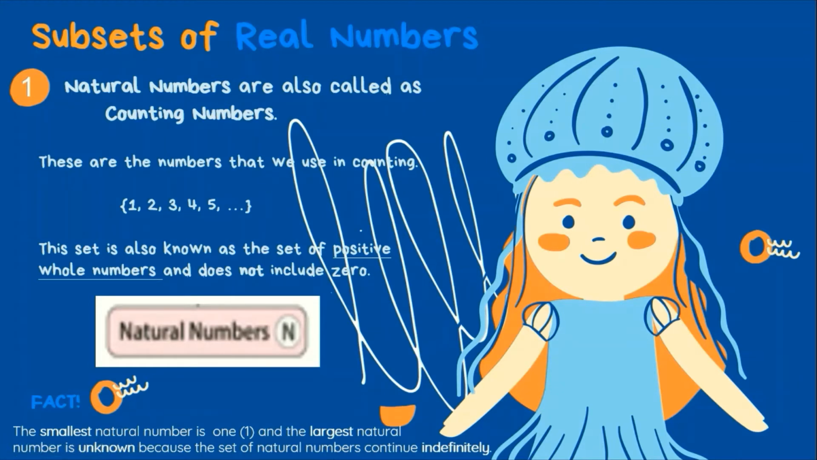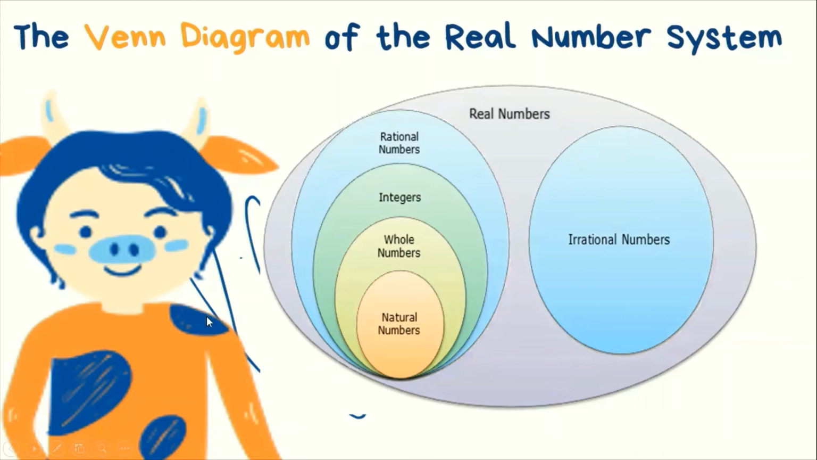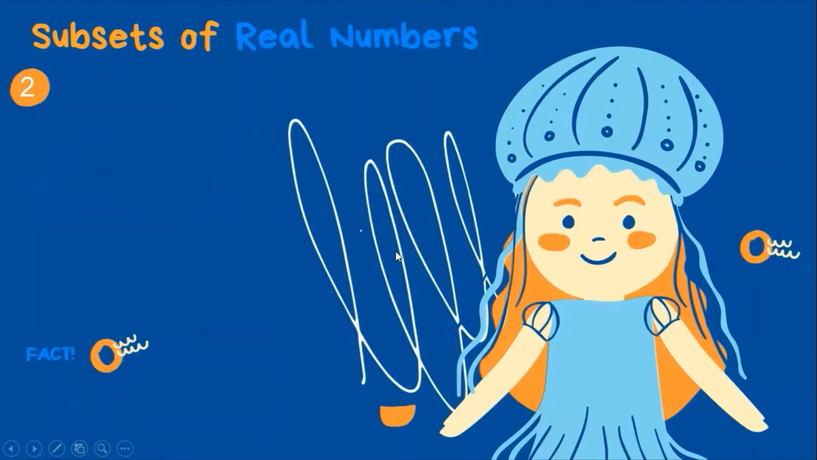Let's go back to the Venn diagram of real numbers. Dahil alam na natin kung ano ang natural numbers, these are some of the examples. We always start counting with 1, 2, 3, 4, 5, and so on. Marami pang ibang natural numbers. Always remember that they are always positive and we start with 1. After natural numbers, we have whole numbers.